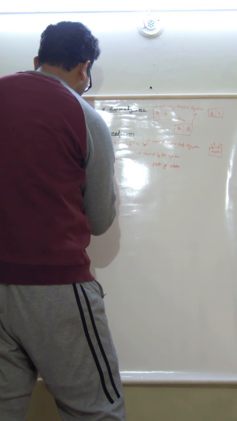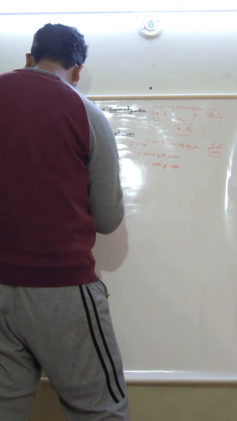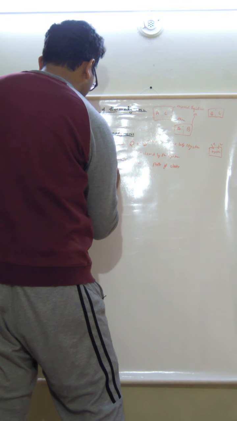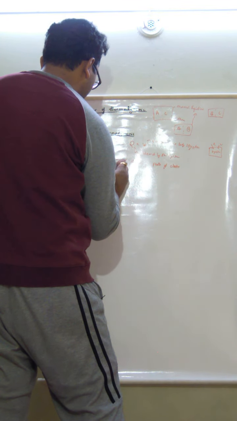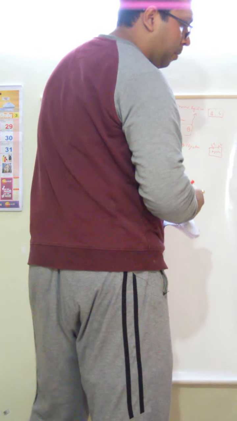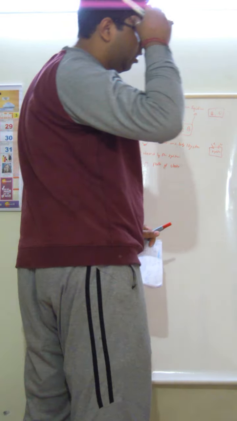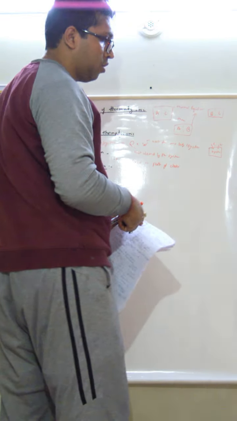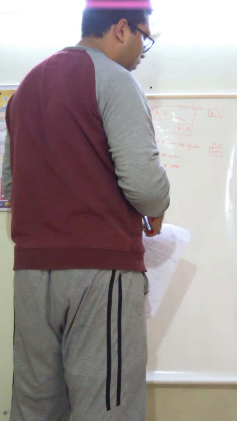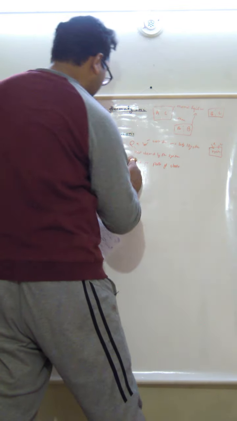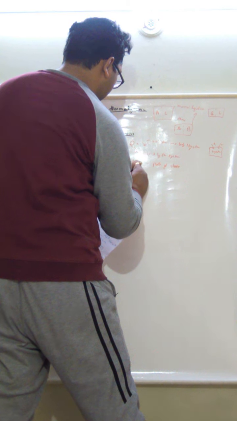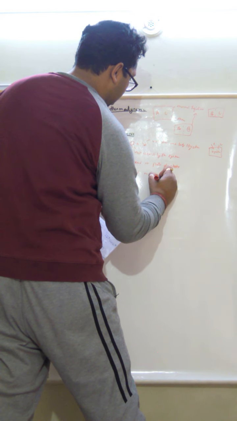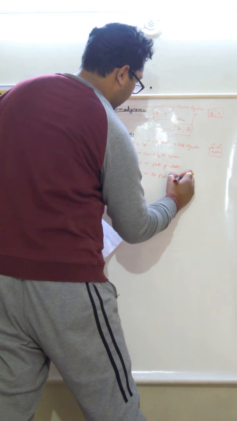And the second one is the path function. The path function is a property or quantity whose value depends on the path taken from the initial state to the final state. It depends on the path of the state.